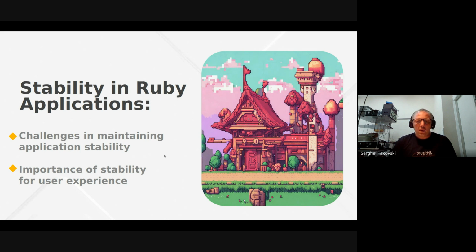When we create something, we need firstly to control something. And this control will be the first core of stability of our system. The second challenge will be the importance of stability for user experience. So when we control infrastructure, we need to control user activity.